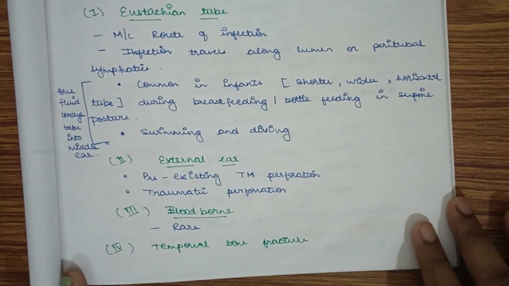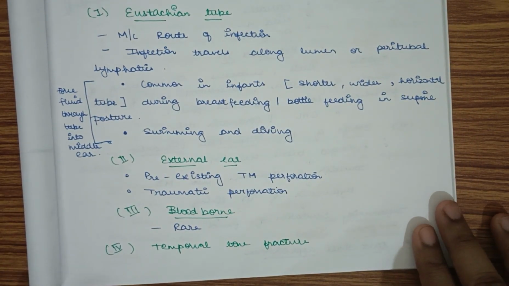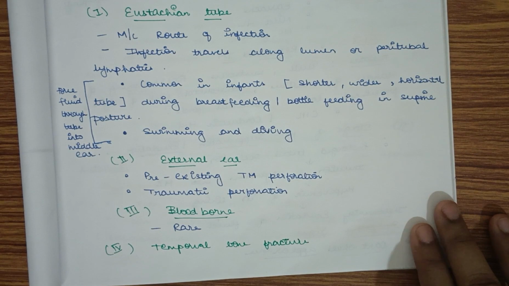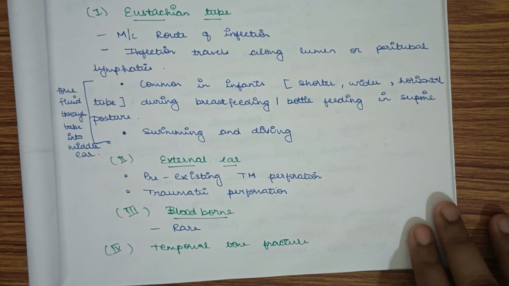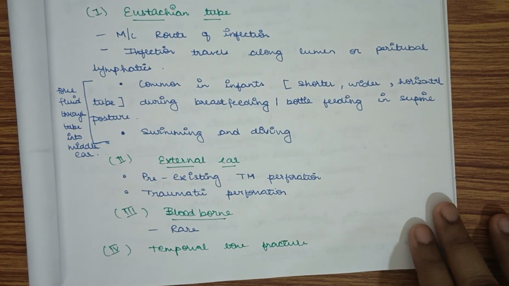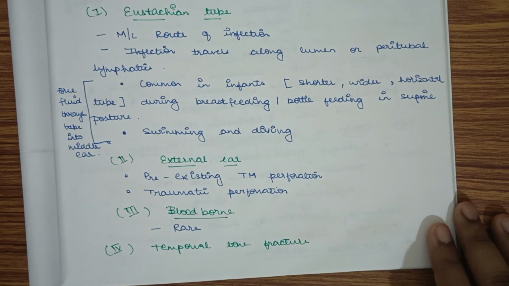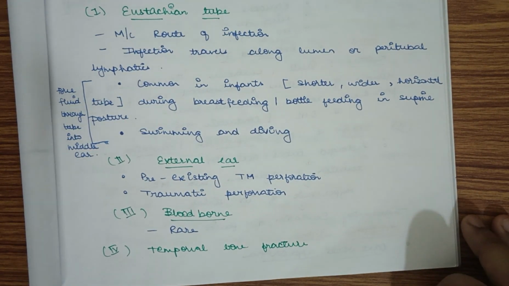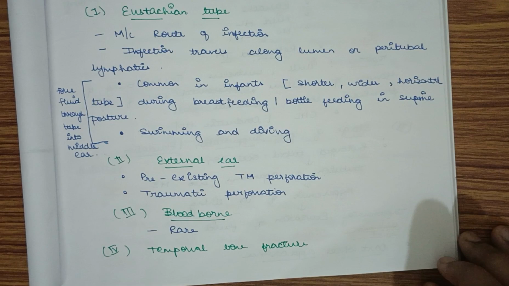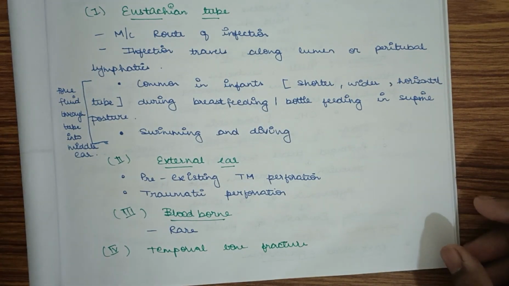And other routes of spread include external ear and bloodborne. So external ear, it can spread via pre-existing tympanic membrane perforation or traumatic perforation of the tympanic membrane. Bloodborne route of spread is very rare and it can also spread via fracture of temporal bone.